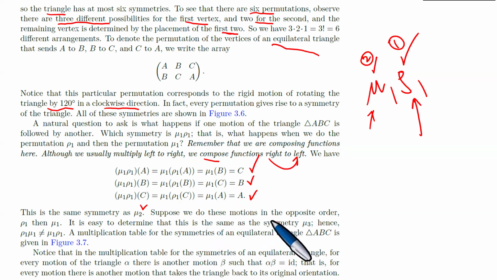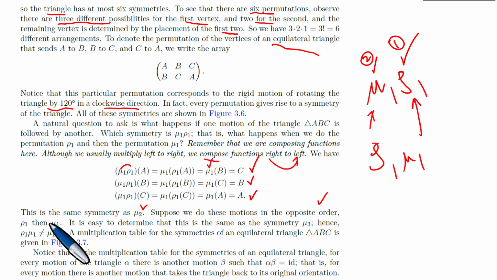Suppose we do these motions in the opposite order. Row 1, then mu1. You can change the order because we did mu1, row 1, mu1. We can do row 1, mu1 and see what happens. It is easy to determine that this is the same as the symmetry mu3. We saw that mu1 row 1 is the same as mu1.